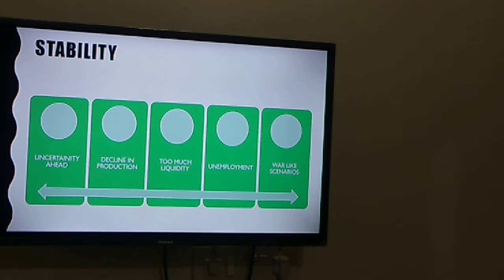The next factor, unemployment. Due to COVID-19, a lot of people have lost jobs, be it the migrant workers or the regular salaried class employees. A lot of people have lost jobs, and it's a very unfortunate scenario that you see across our country. So unemployment will be another factor that will make the market lose stability in the long run.